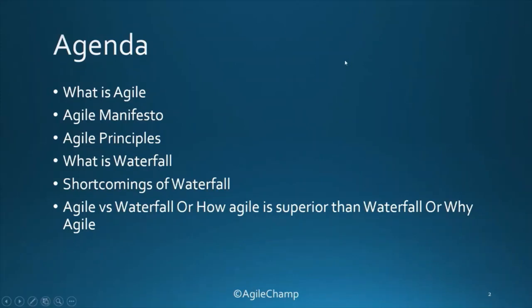Now we will discuss Agile principles. So there are a total of 12 Agile principles. First one is: our highest priority is to satisfy the customer through early and continuous delivery of valuable software. This principle gives importance to customer satisfaction through early and continuous delivery.